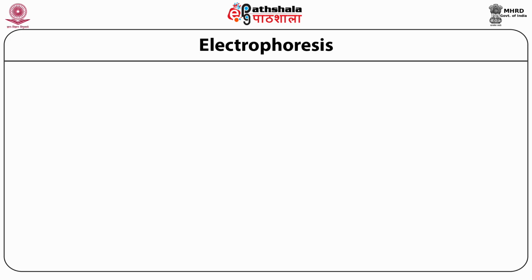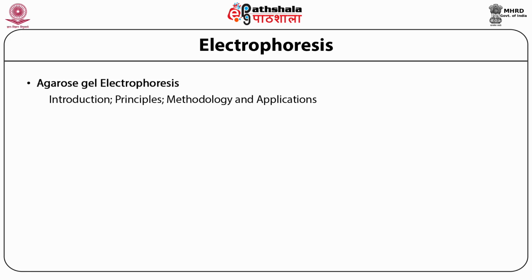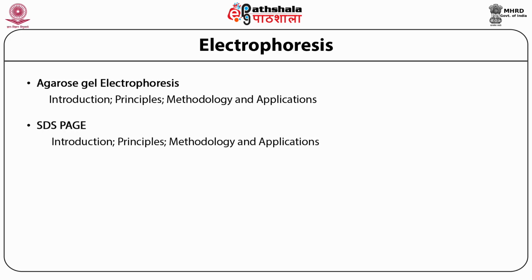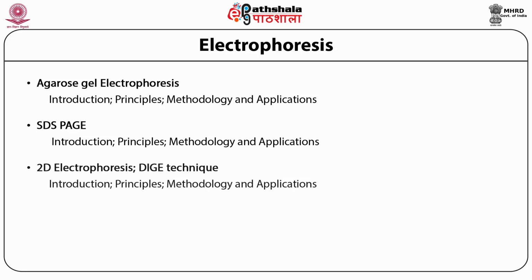Electrophoresis. Under the topic of electrophoresis, we would be getting into the details of four different types of electrophoresis. Agarose gel electrophoresis, and we would be discussing the introduction, principles, methodology, and applications. Second, sodium dodecyl sulfate polyacrylamide gel electrophoresis or SDS-PAGE, and under this we would be understanding the introduction, principles, methodology, and applications. Third, two-dimensional electrophoresis along with the DIGE technique.